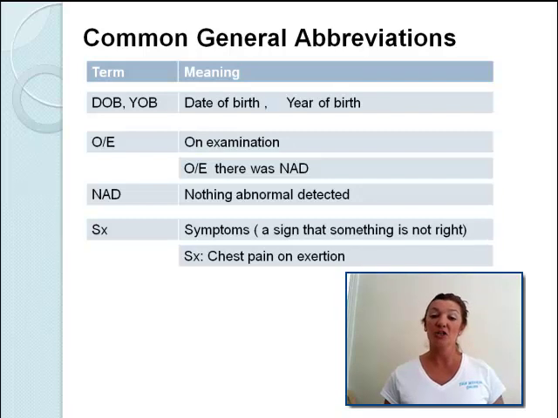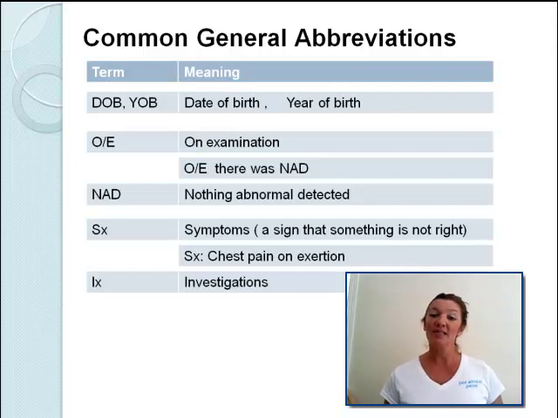SX is an abbreviation for symptoms, and symptoms literally are the signs that the patient presents that something is not right. So SX may be written down as chest pains on exertion, so very similar as patient complains of.